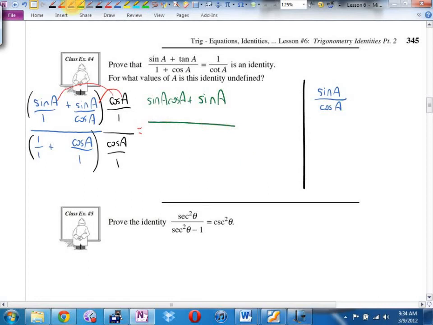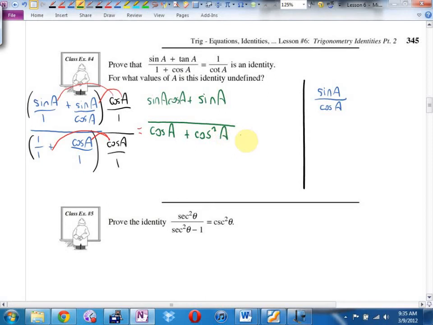On the bottom, will anything cancel in the first term at all? No. It's going to be cos A plus. Will anything cancel in the second term? No, it's going to be cos times cos, which is what? Now this may look uglier to you, but first thing I want you to notice, how many levels does this have now? 2, much nicer.